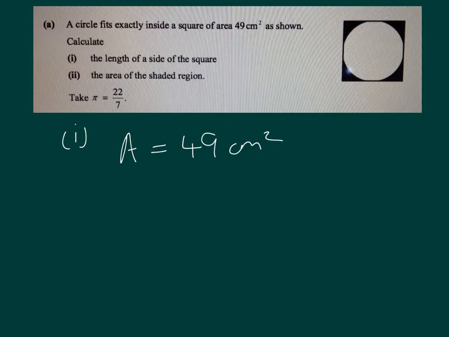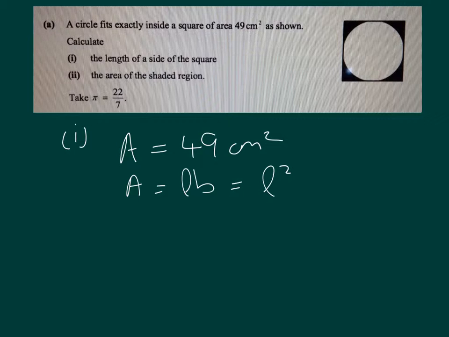If the area is 49 centimetres squared, the other formula for area would be length by breadth. Okay? In this case, though, what do you know about a square? All sides are the same. So really, wouldn't the formula be L squared? Would you agree with that?